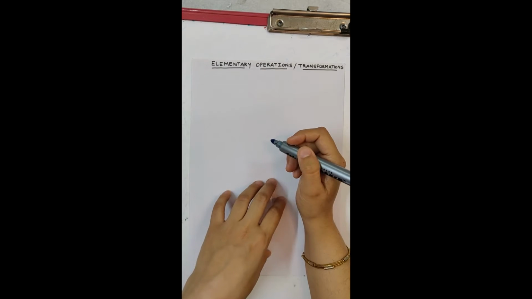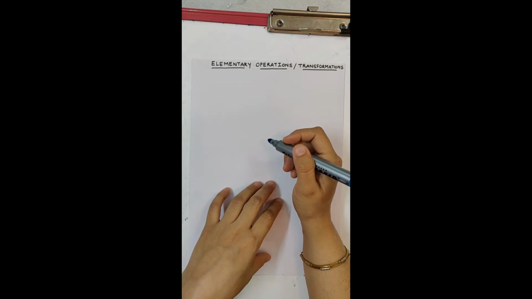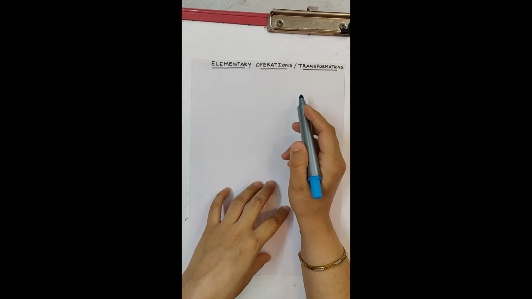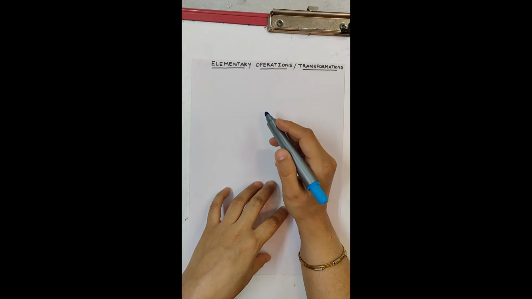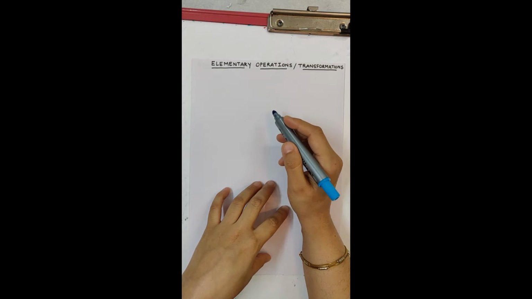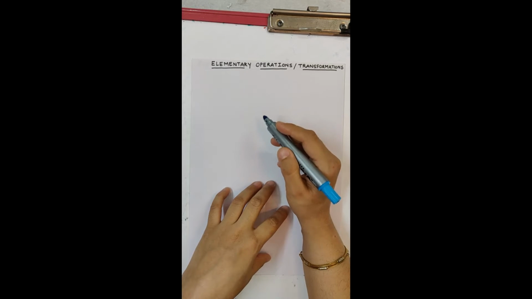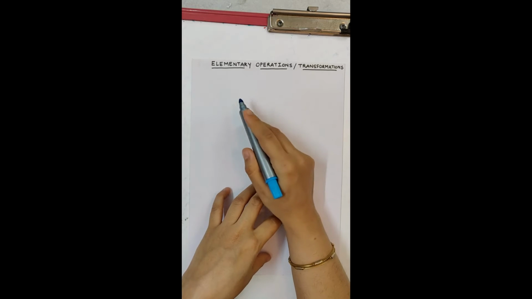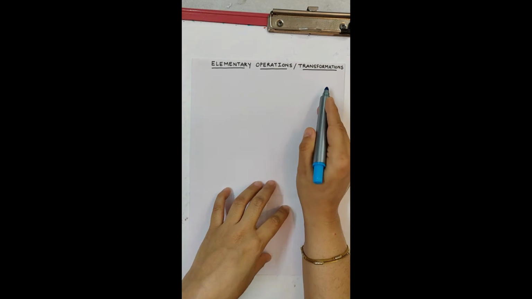Hi students, in this video we shall talk about the last topic from the chapter matrices, which is elementary operations or transformations. So far we have dealt with operations on matrices. Now we shall discuss operations within a matrix, that is operations applied on rows or columns of a matrix. Such operations are called elementary operations or transformations.